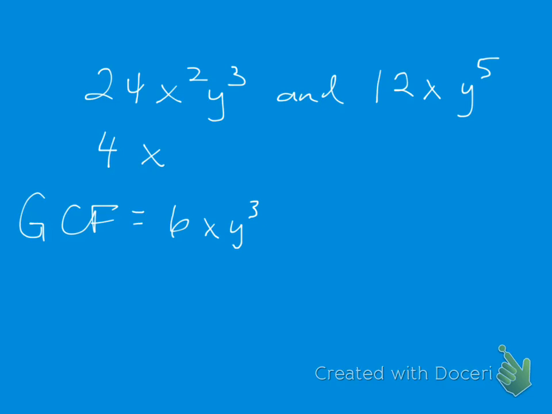Okay? Now, let's go over to 12xy to the fifth. 12 divided by 6 is what? 2. X divided by x? Out. It's gone, right? X divided by x is 1. 2 times 1 is 2. So that's canceled. Okay? Y to the fifth divided by y cubed is y squared.